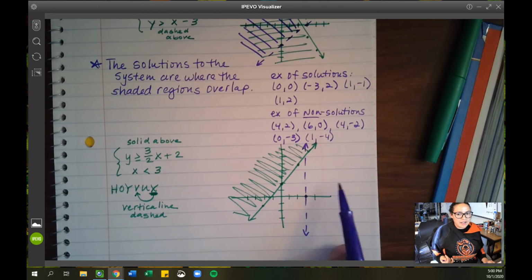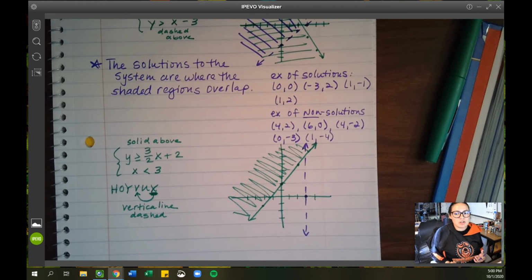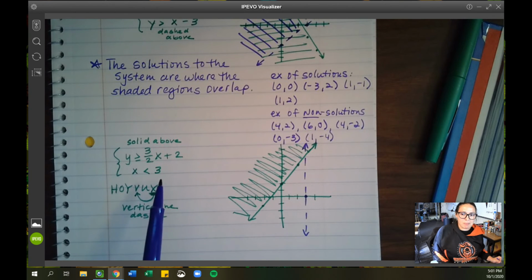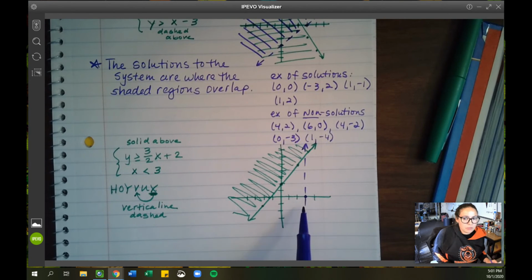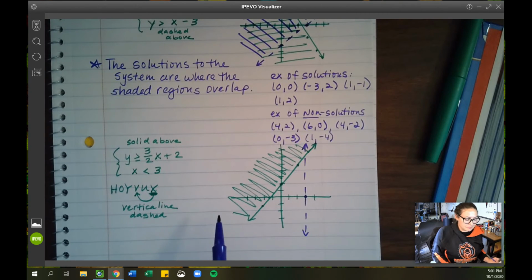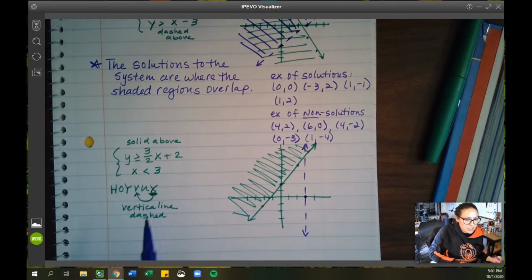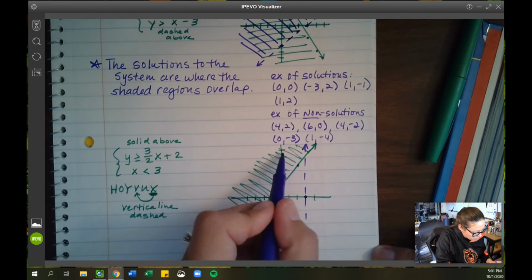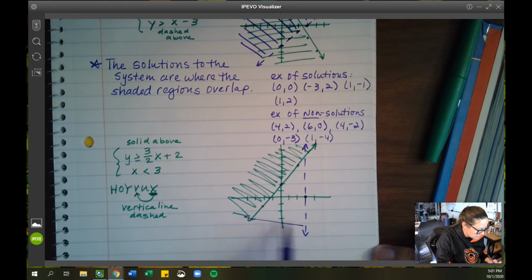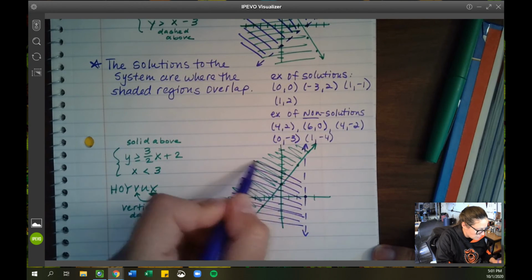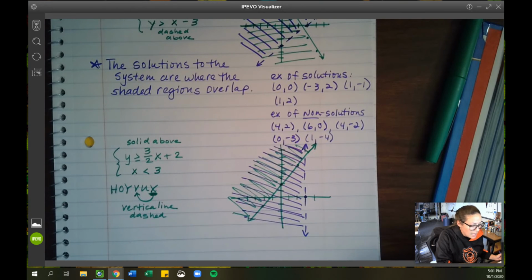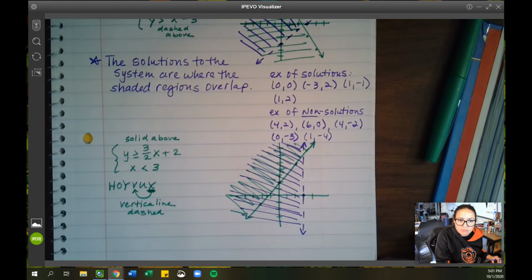Now, I don't have an above or below because it's a vertical line. I have a right side and a left side. So which way am I going to shade? Well, let's just think about it. X is less than 3. If I'm here at 3, are my numbers that are less than 3 on the right side or on the left side? Well, the numbers that are less than 3 are 2 and 1 and 0 and all the negative numbers. So I'm going to shade on the left side. And again, anywhere where the shaded areas overlap is where our solutions are.